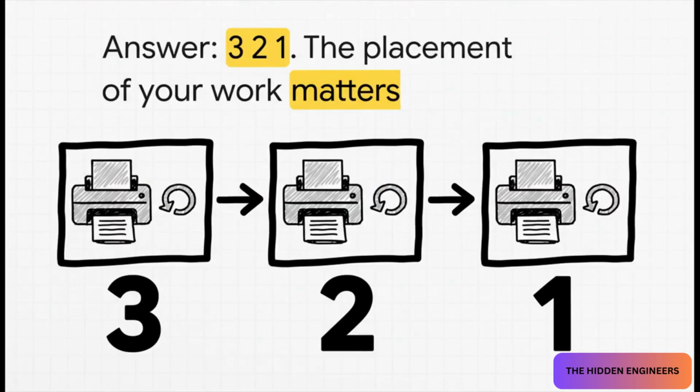Did you guess it? The answer is 3, 2, 1. It completely reverses the output. Why? Because now each function does its printing first, and then it makes the next recursive call. So print3 immediately prints 3, and then adds print2 to the stack. This is a huge takeaway. Where you put the work in relation to the recursive call changes everything. It's not a small detail, it's fundamental.